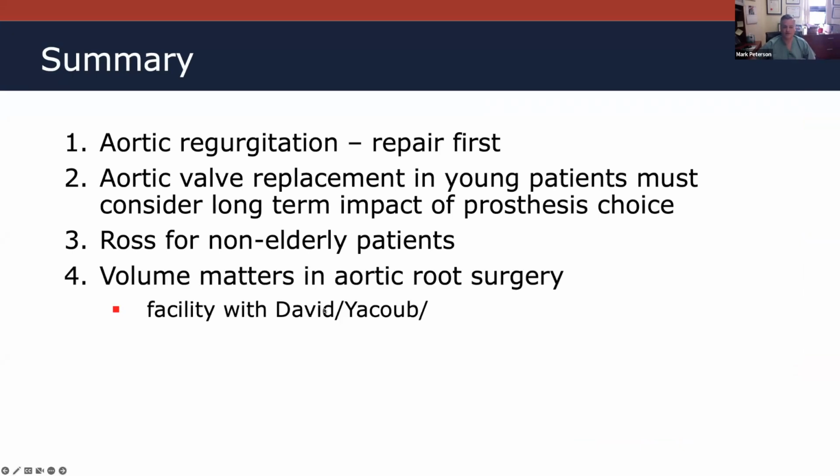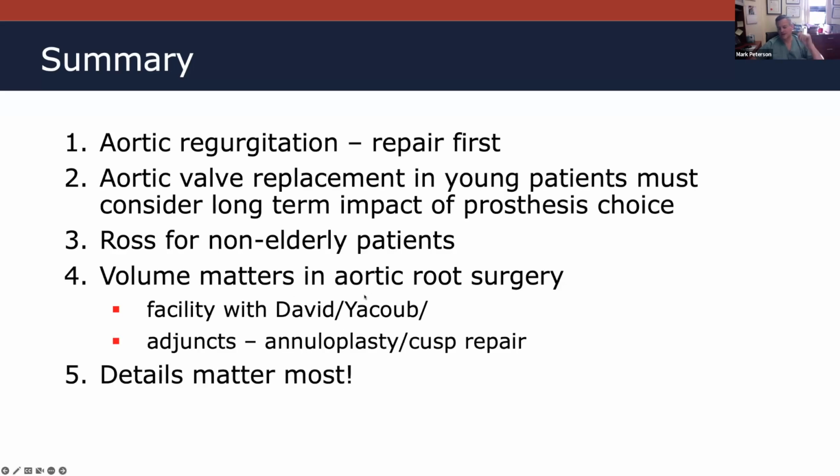Volume matters in aortic root surgery. If you're going to be doing these operations, one needs to be facile with all the various iterations of these operations and be prepared to address annular dilatation and cusp pathology. Otherwise, you'll be limited in the patient group that you can offer repair strategies to. And as in anything in life, details matter most.